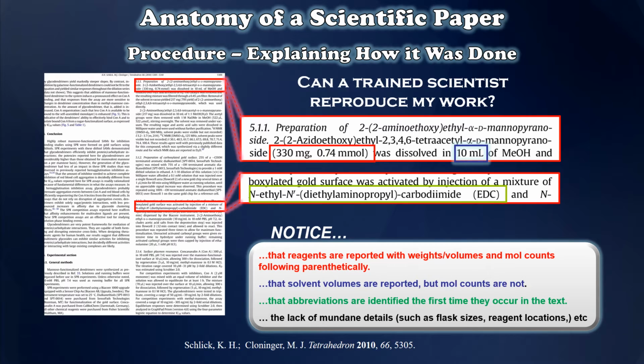And finally, I'd like you to notice what's not there. The procedure does not contain mundane details about the procedure, such as the size of the flasks that they used or which corner of the lab they got the reagents from, because this is not useful information to a trained scientist. A trained scientist would know what size beaker to use to heat or manipulate a certain volume of liquid or solid. And furthermore, the reagent locations would be completely meaningless to someone working in a different lab. So it's all about economizing here. We want to get only the information that is required to get another trained scientist to duplicate our work.